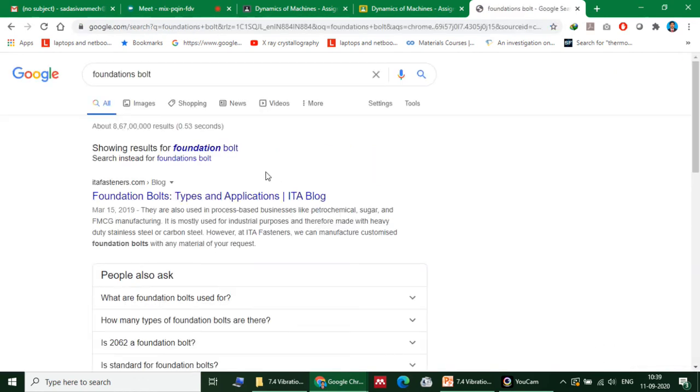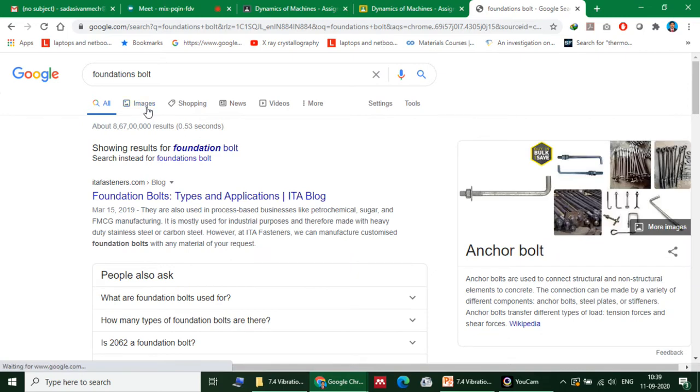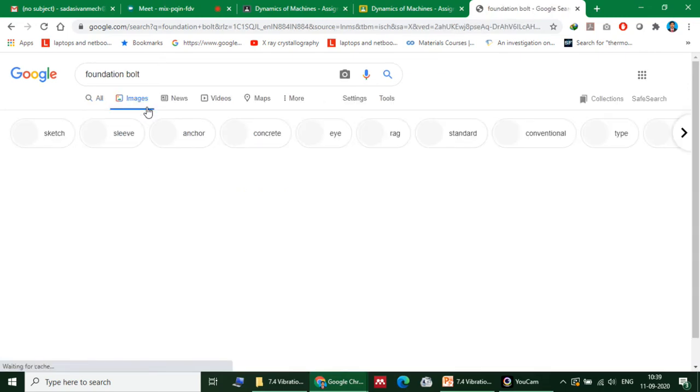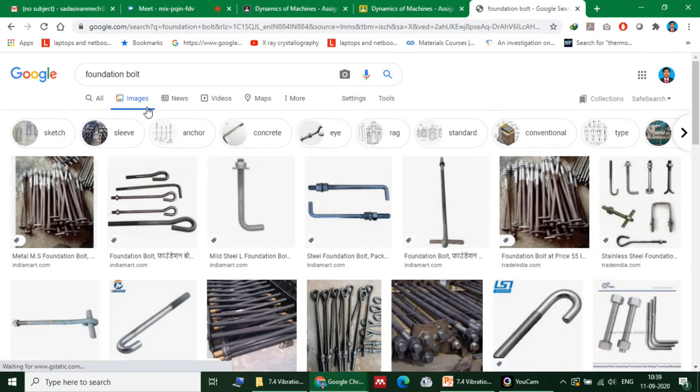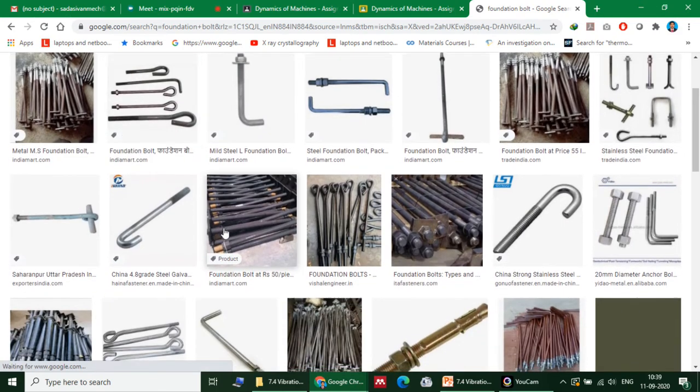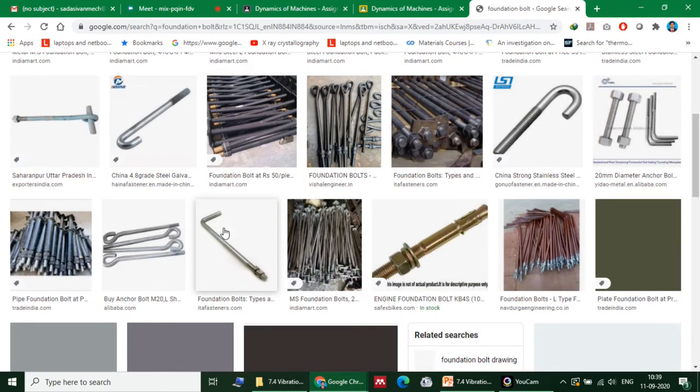So when you buy a machine, you don't just keep it as it is on the floor. What you do is you dig a very large pit. You dig a pit and put these foundation bolts inside. This will be almost 1 meter long. These foundation bolts are kept along with the reinforcement.